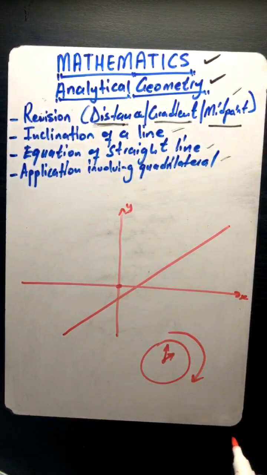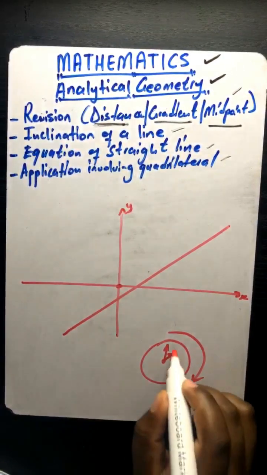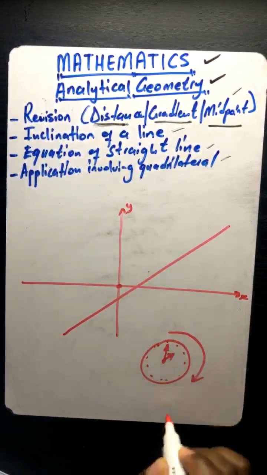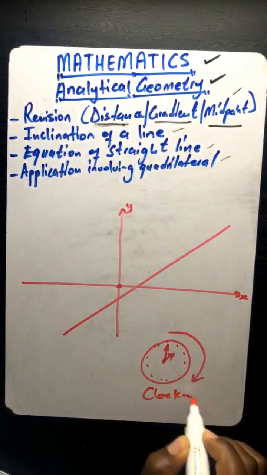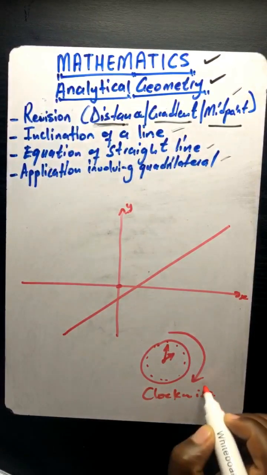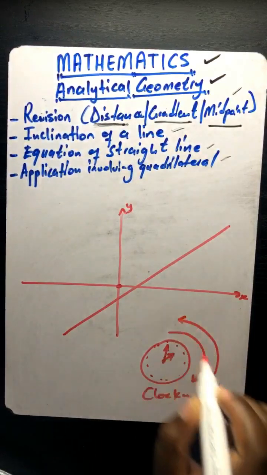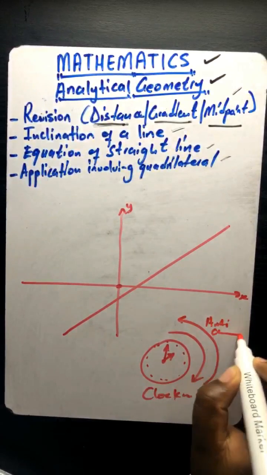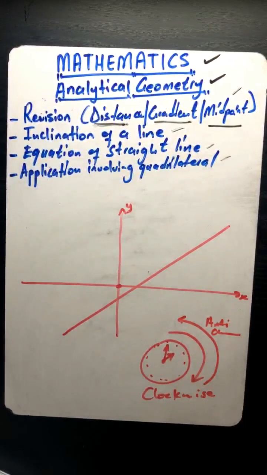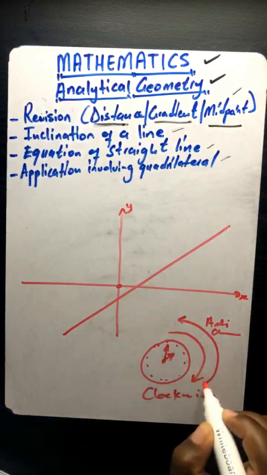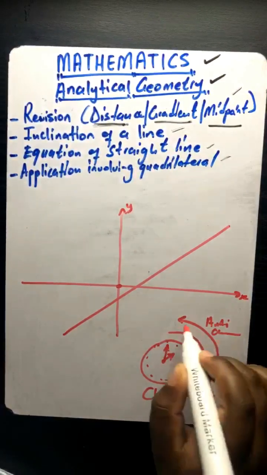What do we call this direction? Remember, this thing is called a clock. So that is why this direction, we call it a clockwise direction. That means anything in the opposite direction will be called anti-clockwise direction. So just always remember that this direction is clockwise, opposite direction anti-clockwise.